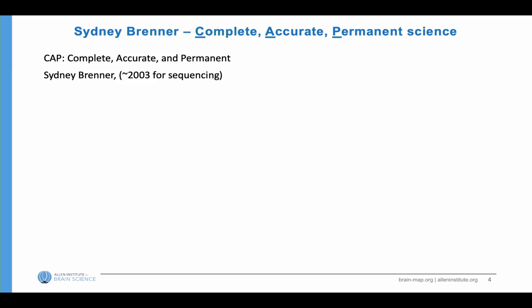So where does CAP come from? It comes from complete, accurate, and permanent science. And this is from talks of Sidney Brenner. The first time I could find that it was written down is a summary of a talk in 2003 at Columbia, where he discussed complete, accurate, and permanent data types. And in this talk, and most of his talks historically on this topic, it was about sequencing, about things that you sequence, you get a letter, that's not going to change. That's ground truth, plus or minus.